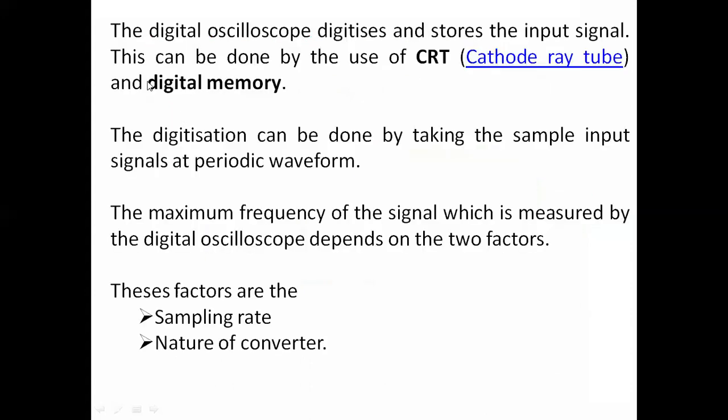So here the digital oscilloscope digitizes and stores the input signal. First of all, it converts the signal into digital form, and after that it is stored. This can be done by the use of a CRT and a digital memory. So to display the signal, or to construct the digital storage oscilloscope, we require a CRT and a digital memory.